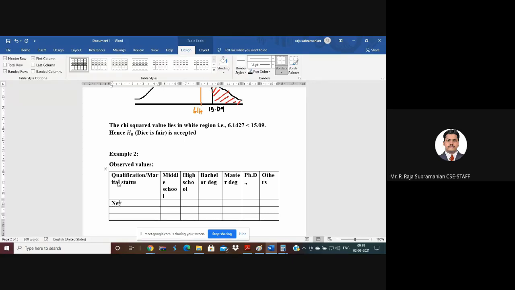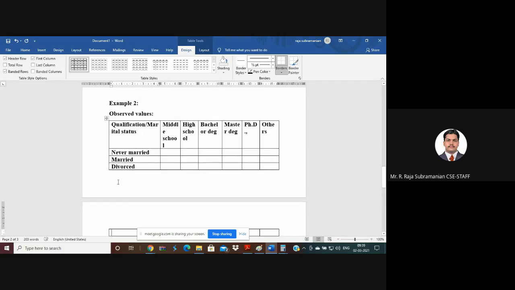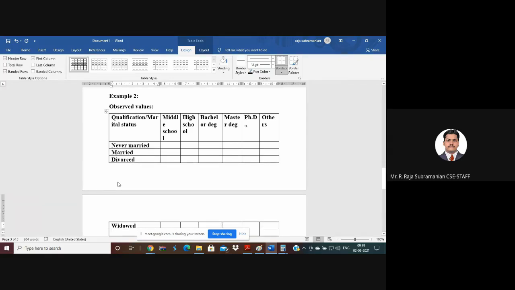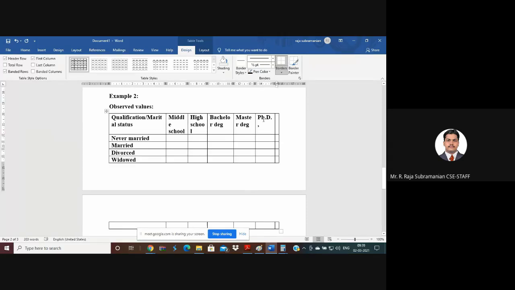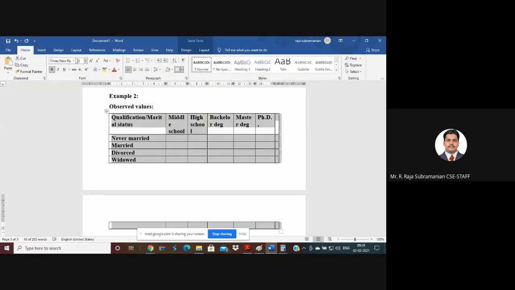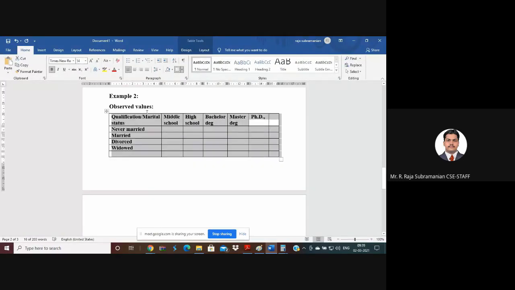Now, if a person is never married, what degree will he have? If he is married, how much degree does he have? If he is divorced, what will be his degree? If he is a widowed person, what will be his degree? So this is the thing we have, right? And to reduce the question, we can remove the others because it will increase our space. So this is the thing, right? For this question, we are going to use the chi-squared estimation, right? Now it looks somewhat good.